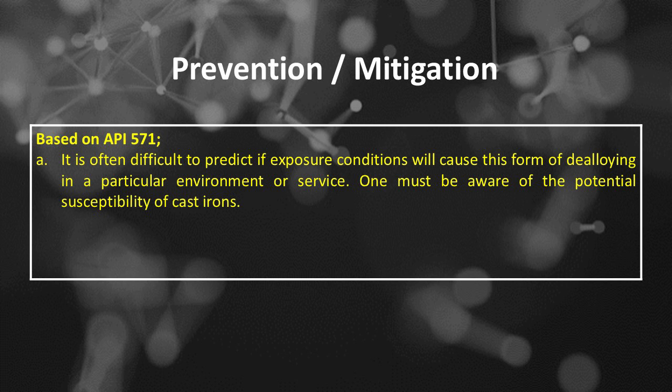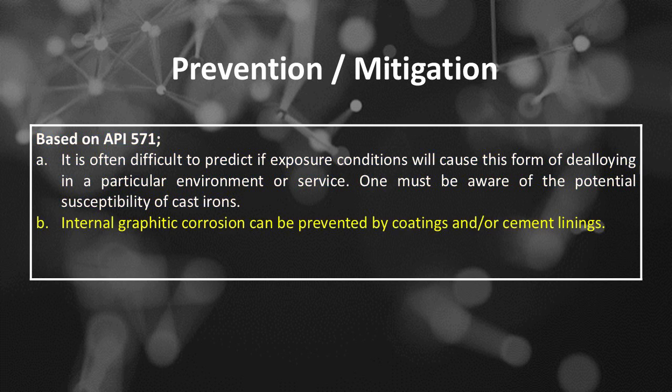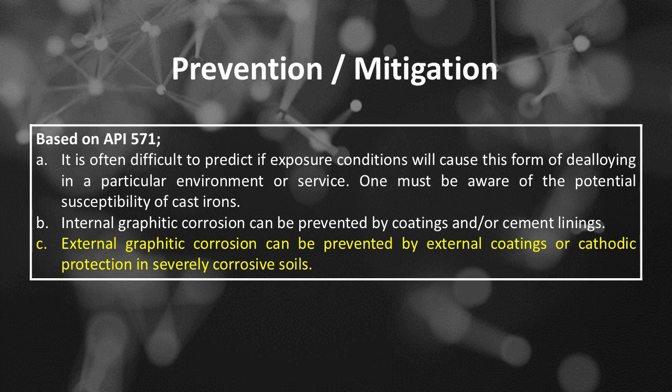It is often difficult to predict if exposure conditions will cause this form of dealloying in a particular environment or service. One must be aware of the potential susceptibility of cast irons. Number B. Internal graphitic corrosion can be prevented by coatings and/or cement linings. Number C. External graphitic corrosion can be prevented by external coatings or cathodic protection in severely corrosive soils.